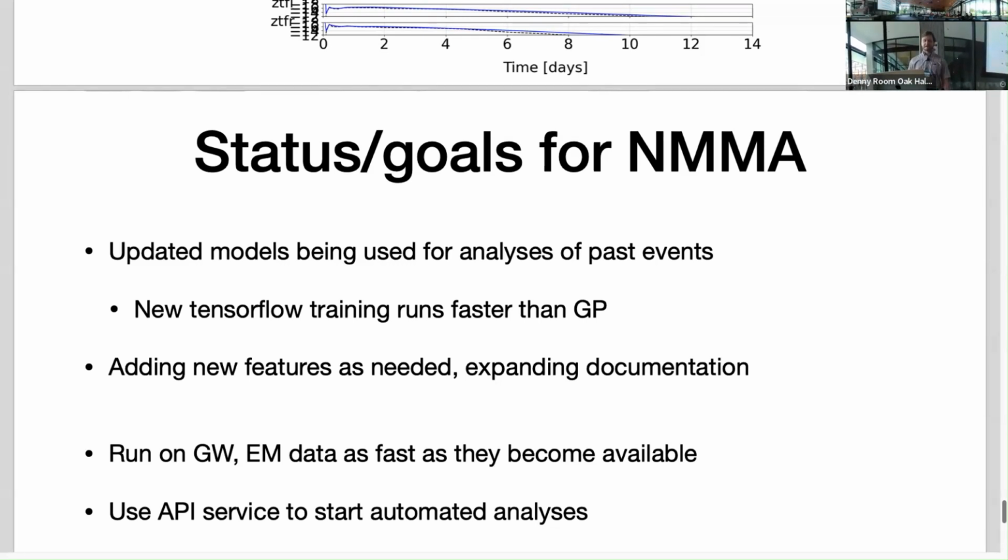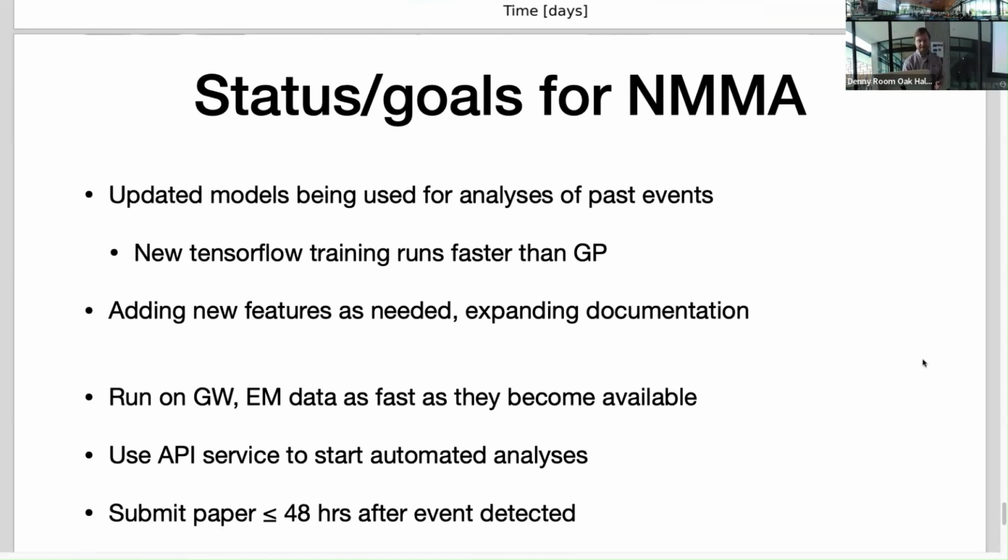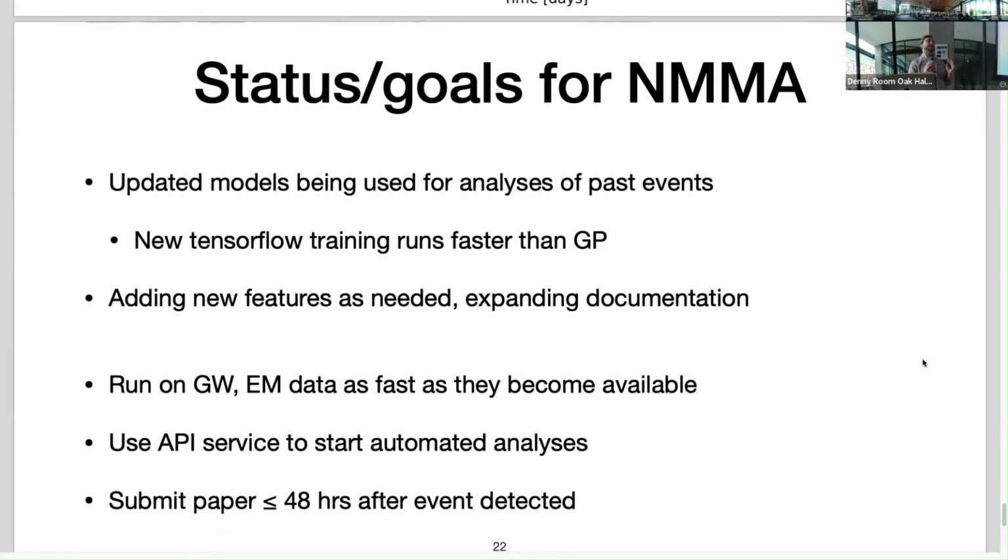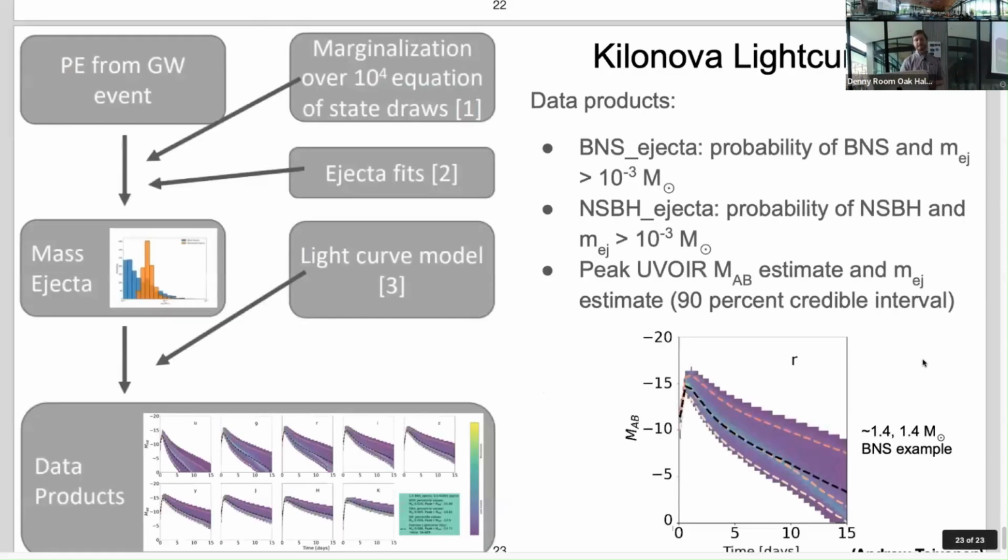And so then the goals: we want to be able to run on gravitational wave and electromagnetic data as fast as they become available. And we want to use an API service to start automated analyses. And I've got one more bullet point there. Basically the major goal here is to be able to have a paper ready for submission within 48 hours after the event's been detected. So again, that kind of speaks to the speed at which this is occurring.